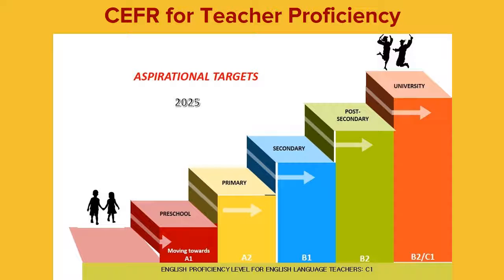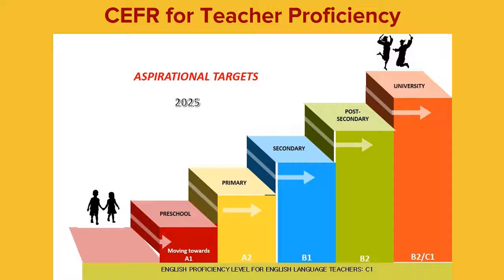I thought this diagram might be interesting to show. This is a CEFR scale used in government policy within the country of Malaysia. And what Malaysia wants to do is that by the year 2025, they want their English teachers to have these levels of proficiency depending on what types of English classes the teachers are teaching. So if you want to be a preschool English teacher in Malaysia, you're going to need to have A1 proficiency.